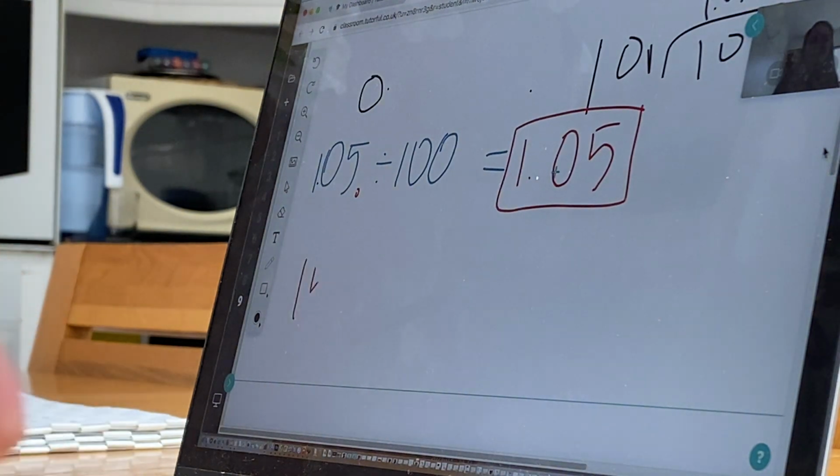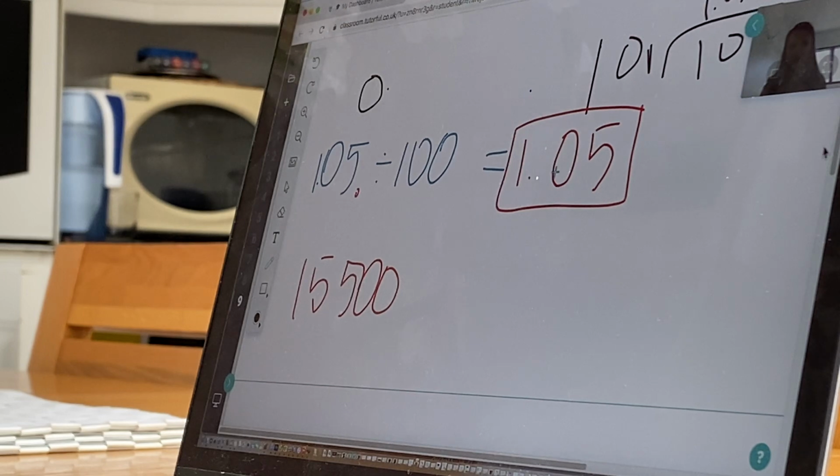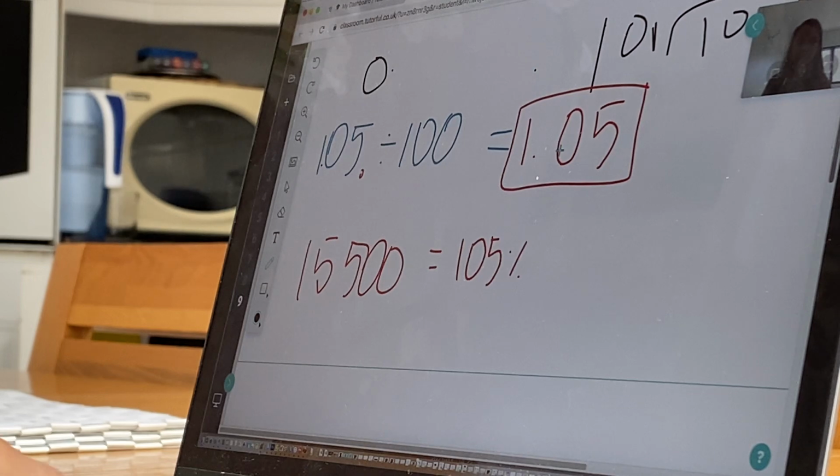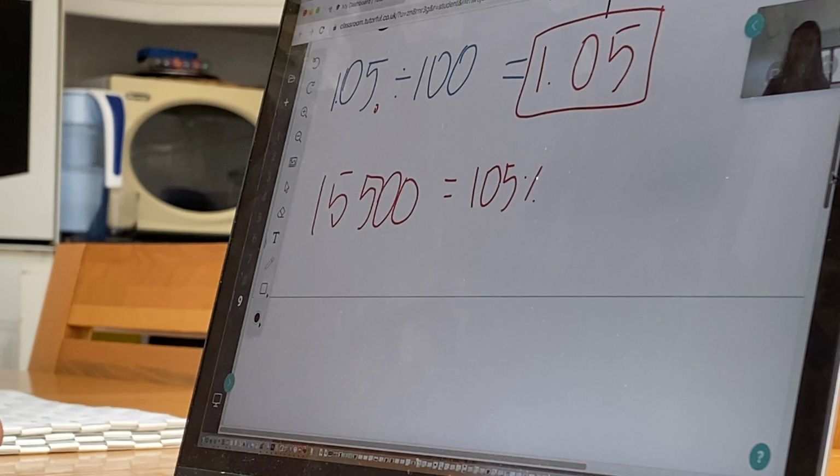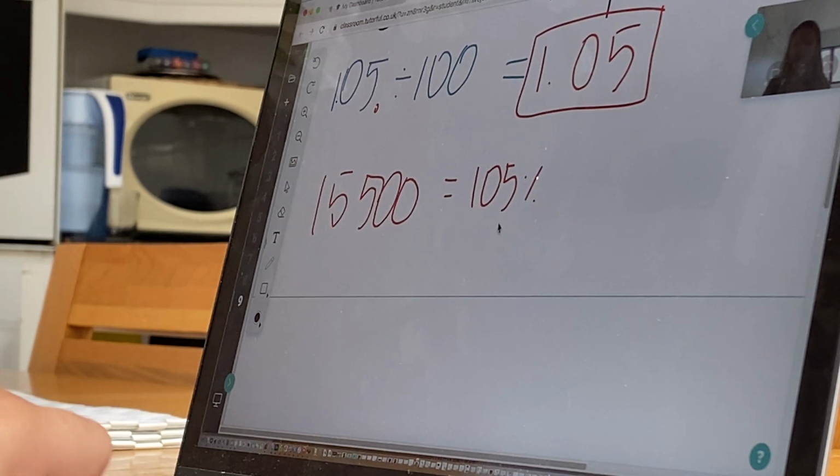So we have 15,500. How do we find what 100% is? This is 105%. How do we know what 100% is? What we are going to do is divide it by 5. No, not divided by 5. This is the ones column, 3 hundreds. Not quite.